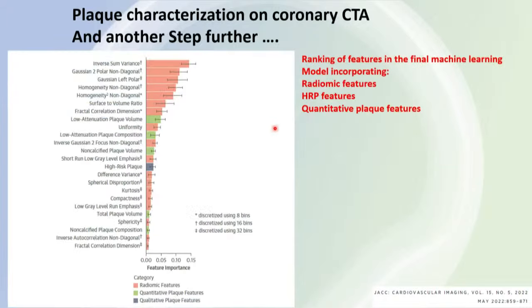In this model, there is ranking of features in the final machine learning model. Most of these are radiomic features, some are high-risk plaque features, some are quantitative plaque features, so these are color-coded. Radiomic features are the pink ones, and then quantitative plaque features are the dark blue ones.